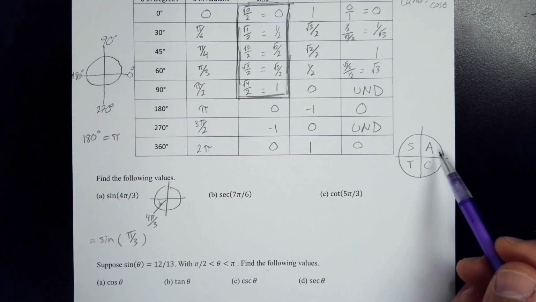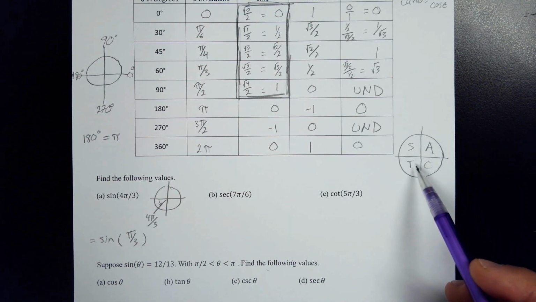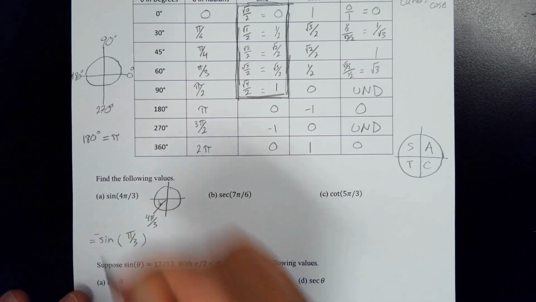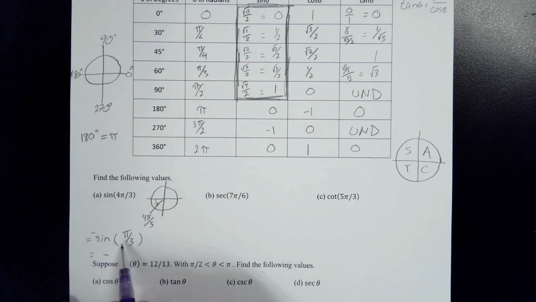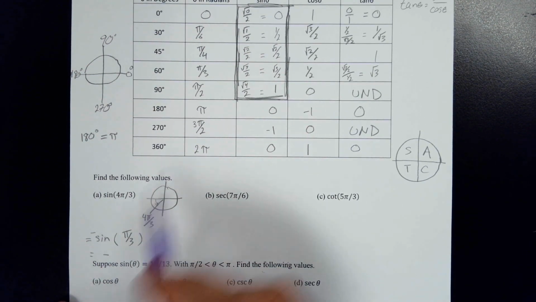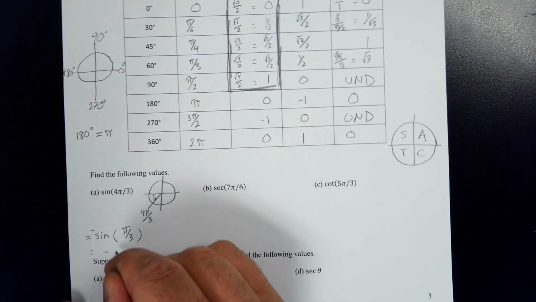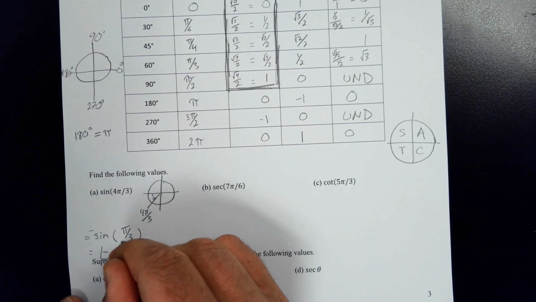The only thing I've got to consider is whether they're positive or negative. In the third quadrant, only tangent and cotangent are positive, so this one must be negative. So my final answer is negative whatever sine of pi over 3 is. Well, we just got sine of pi over 3. Sine of pi over 3 is square root of 3 over 2. So this would be negative square root of 3 over 2.